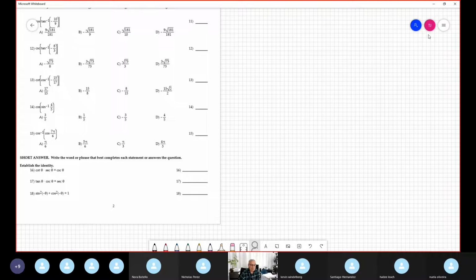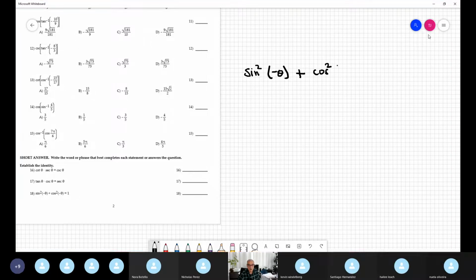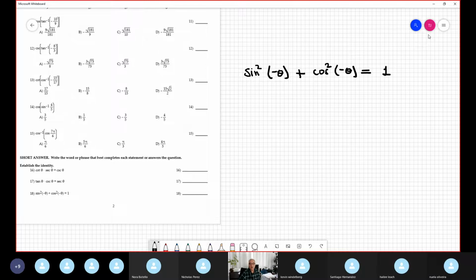Okay, let's move on to the 18. 18 is a little bit weird. It's sine squared negative theta plus cosine squared negative theta should be 1. Es obvio que the right-hand side, que es 1, stays the same and you manipulate.